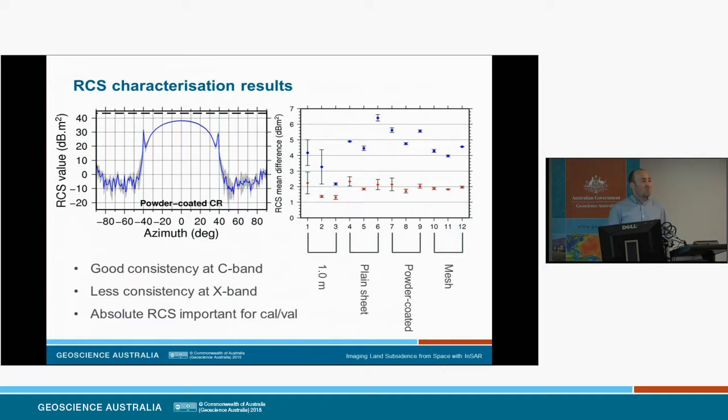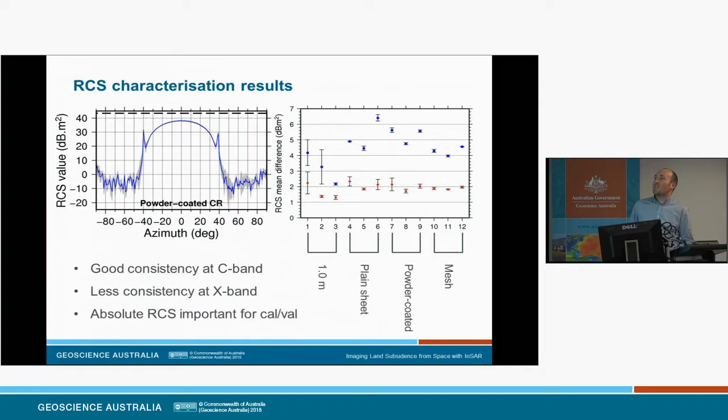If we aggregate all the results for all the corner reflectors and extract the peak radar cross-section, that's what I'm plotting here on this graph. So what I'm plotting on the x-axis is the results for each of the corner reflectors from 1 to 12. And then what I'm plotting here is the difference between the measured peak radar cross-section and the theoretical value that we calculate from the equation I showed you earlier.